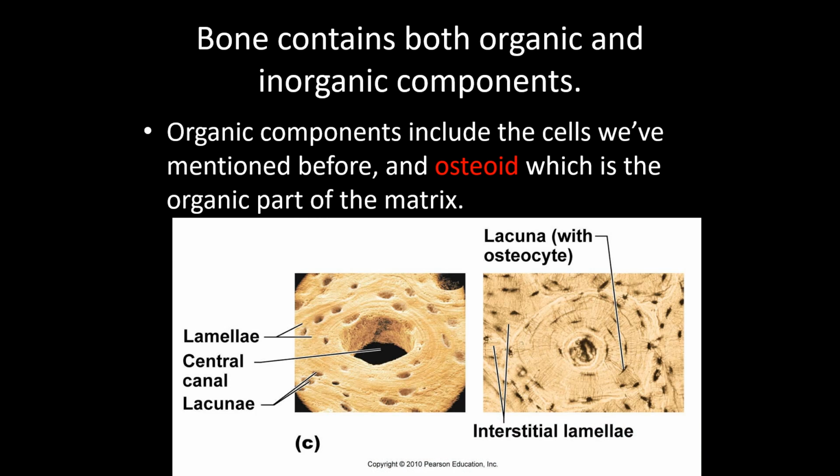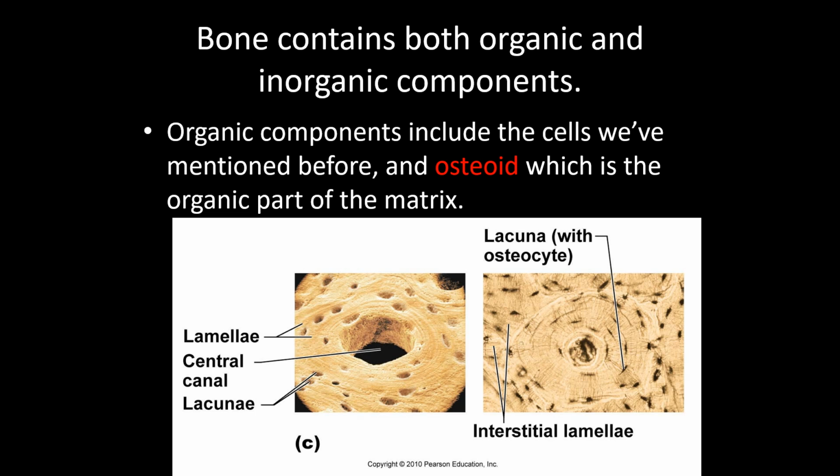Next up, you have what are the organic components of bone. So these are the proteins that are made by the osteoblasts and the osteocytes. That is primarily going to be collagen fibers, but there's a bunch of other stuff that's organic that's in that matrix, a bunch of other proteins. The cells are also organic components inside of there.